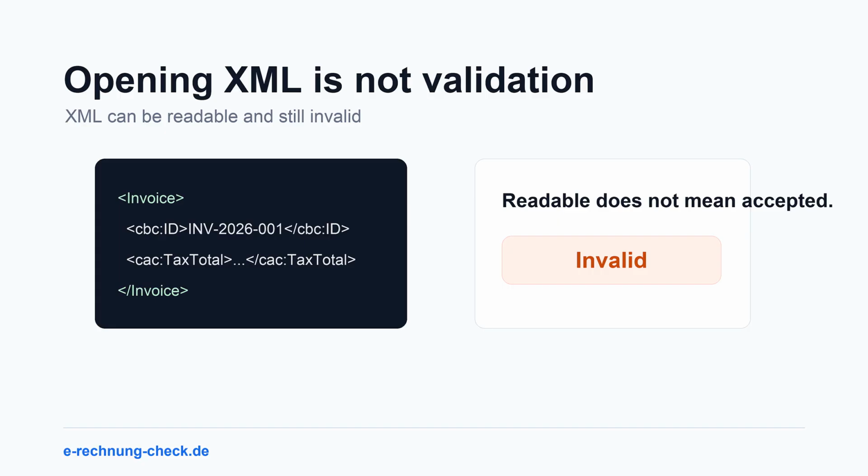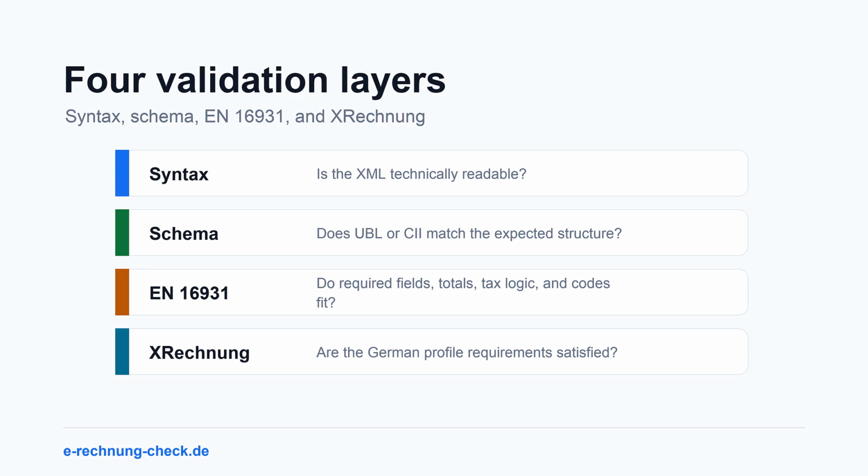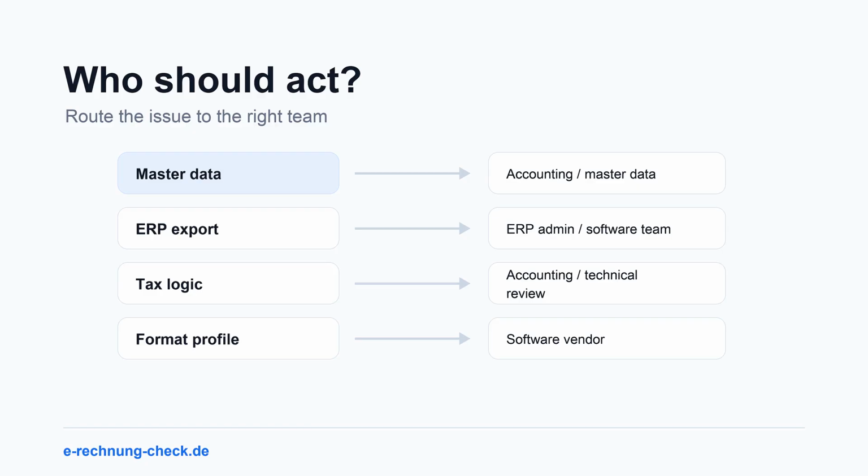The first point is important. Validating an XRechnung does not mean just opening the XML file. A useful validation checks several layers. First, is the XML file technically readable and safe? Second, does the structure match the expected UBL or CII schema? Third, does the invoice satisfy the EN 16931 business rules, such as required fields, totals, tax logic, and codes? And fourth, if the file is an XRechnung, does it also satisfy the German XRechnung requirements?